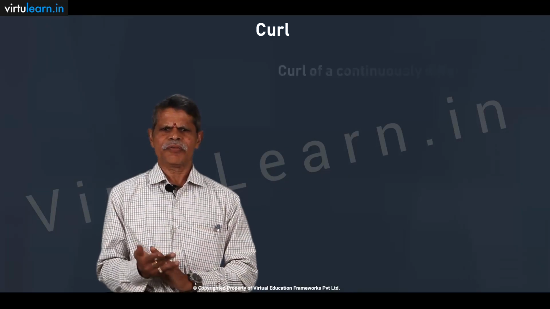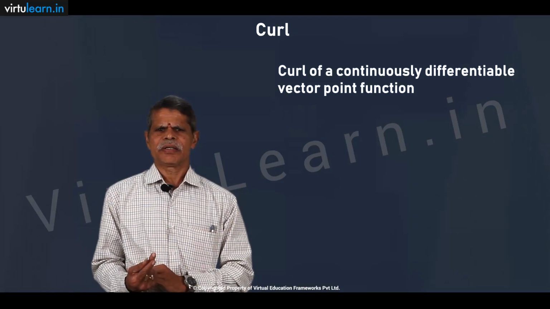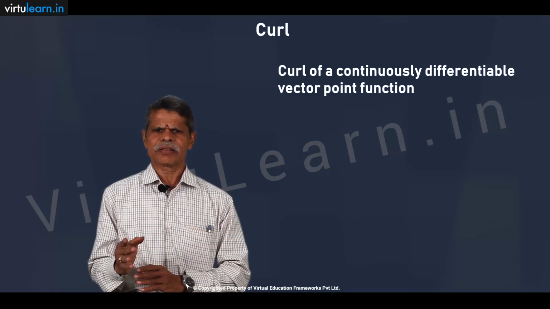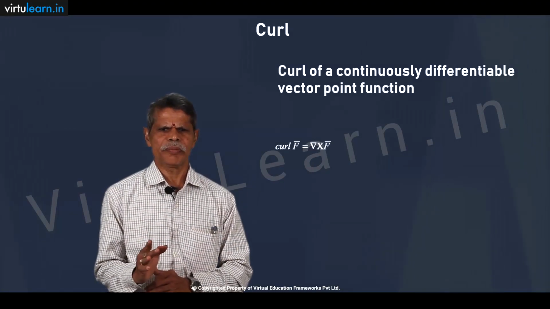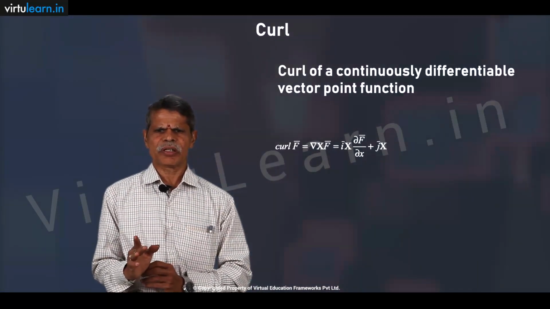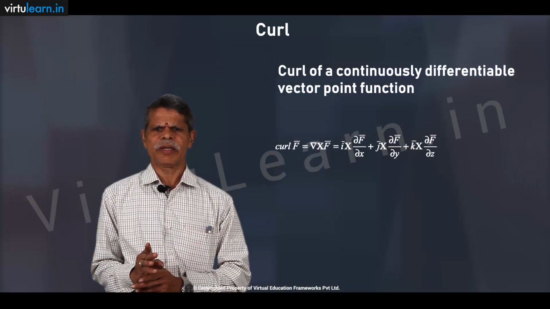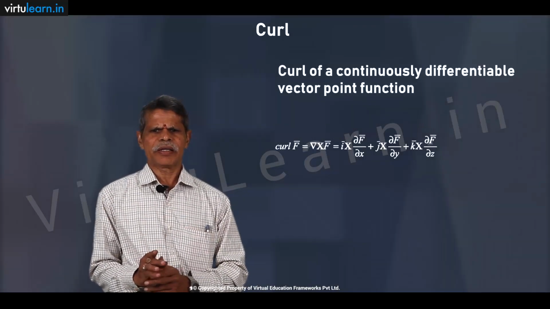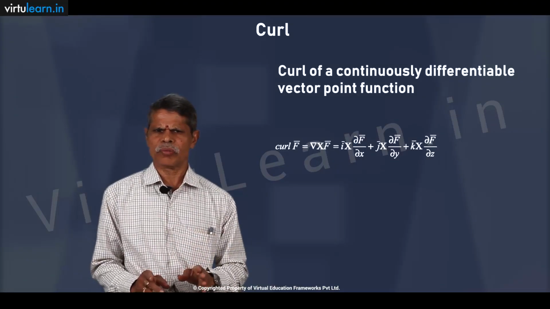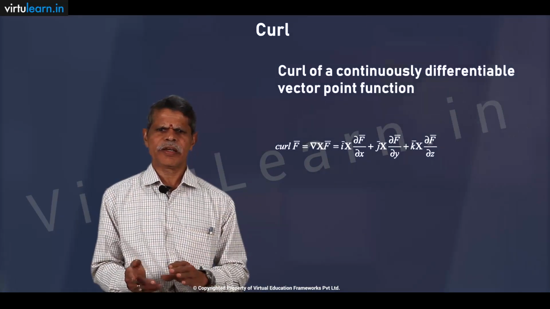Another important quantity of vector differentiation is curl. Curl of a vector function is defined mathematically as del cross f bar. Del cross f bar means i bar cross dou f bar by dou x plus j bar cross dou f bar by dou y plus k bar cross dou f bar by dou z. Curl is written in an abbreviated form as the word curl followed by f bar.